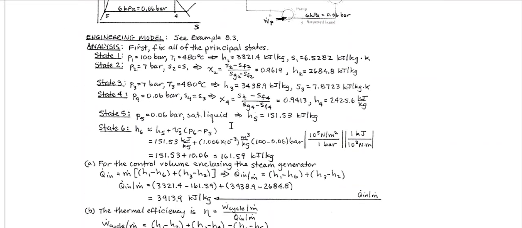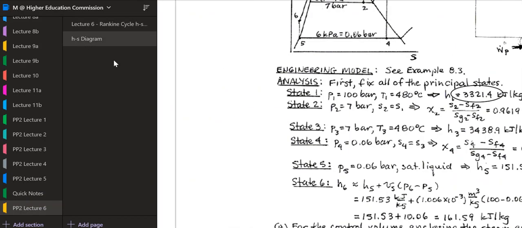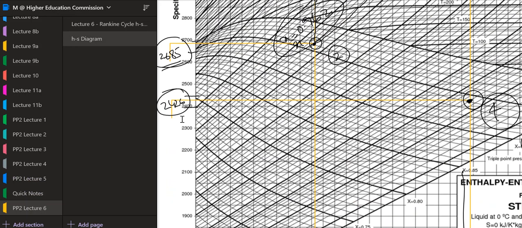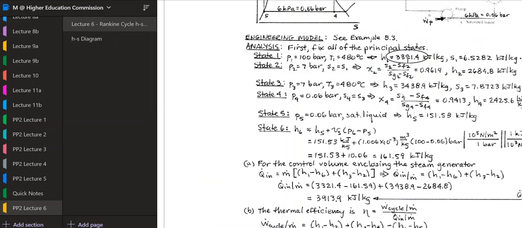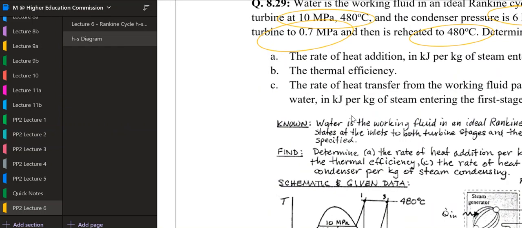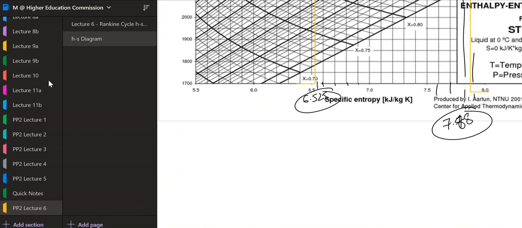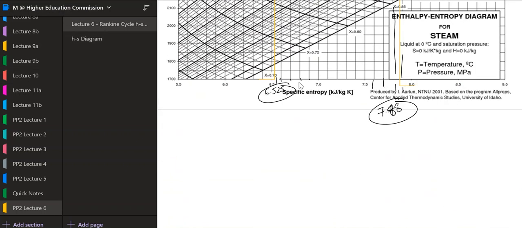So let's check our values with the steam table values. Let's check state 1. State 1 enthalpy was 3324 in our solution, and the steam table gives 3321.4, so we are a little bit near to it. The entropy is 6.5282, and what we had over here was 6.525, so almost the same.